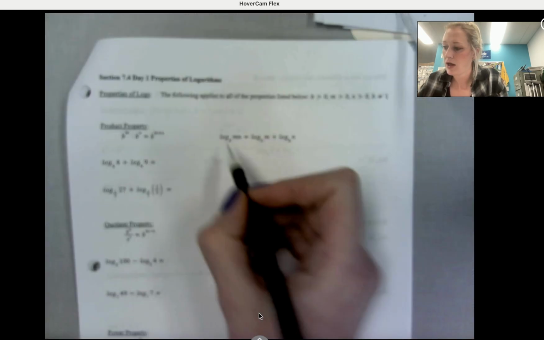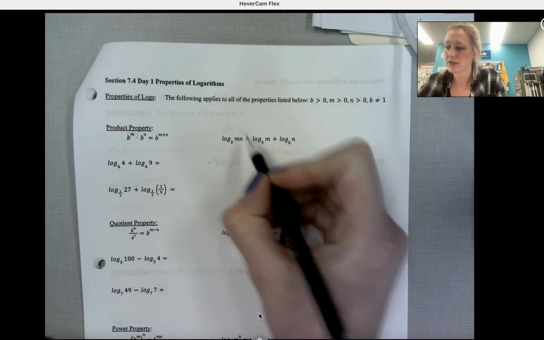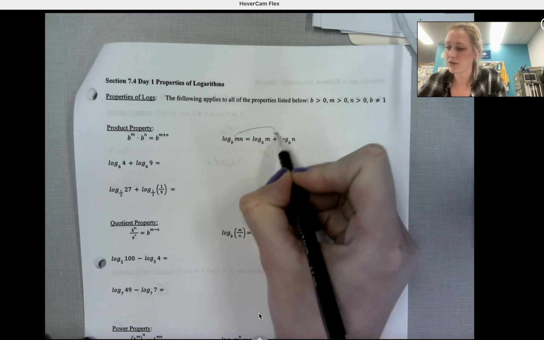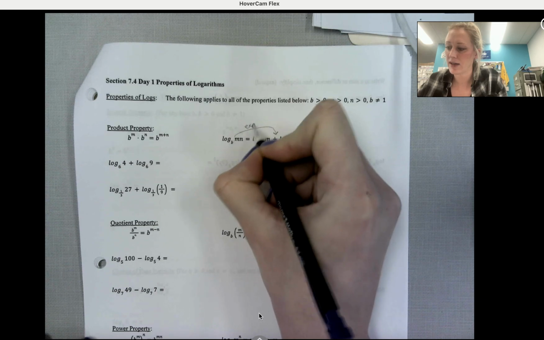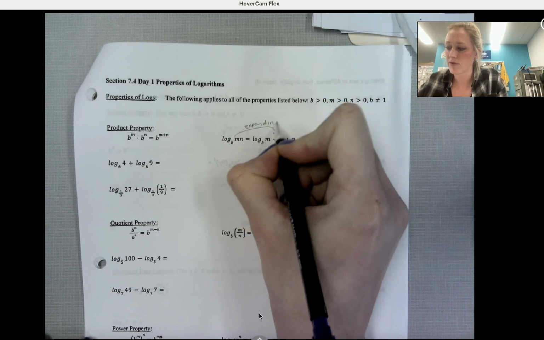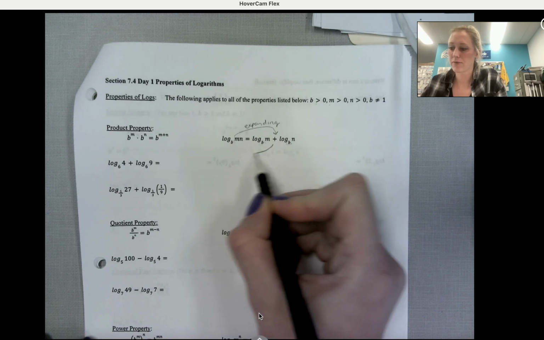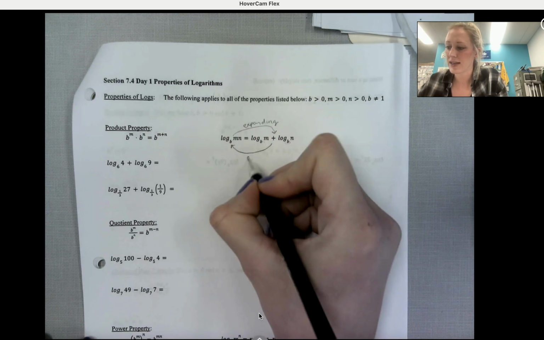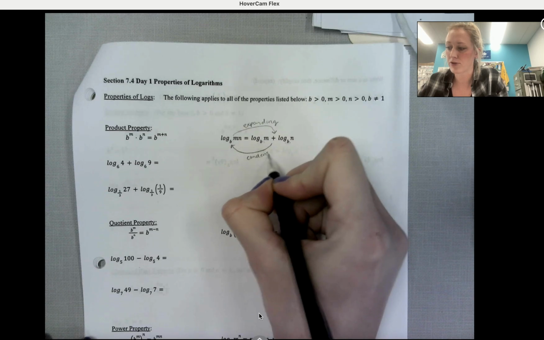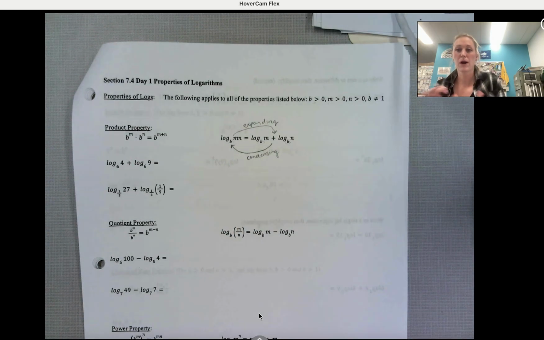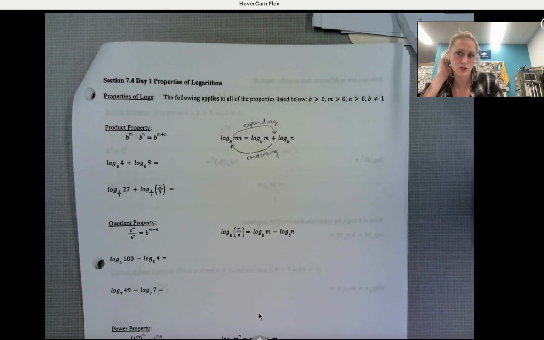We can go from here, if I split into addition, that's called expanding, because now I have two terms instead of one. But I can also go this direction. I can combine and go from addition to multiplication. That would be condensing because I'm going from two terms down to one. So this property works both directions. We're going to use whichever it is to work to our advantage.